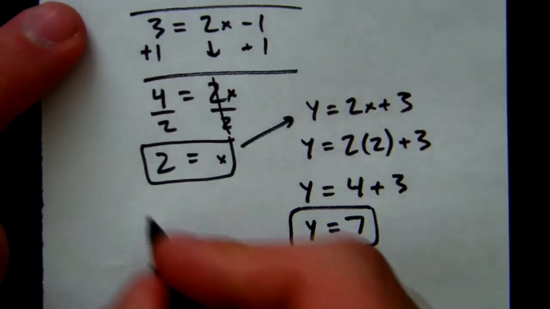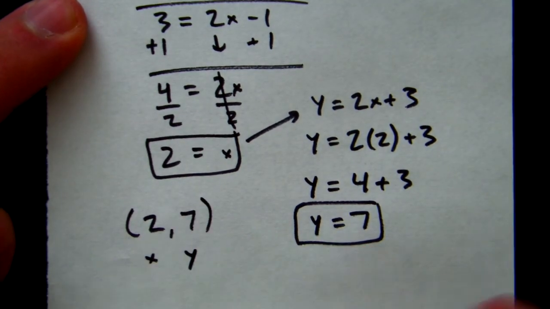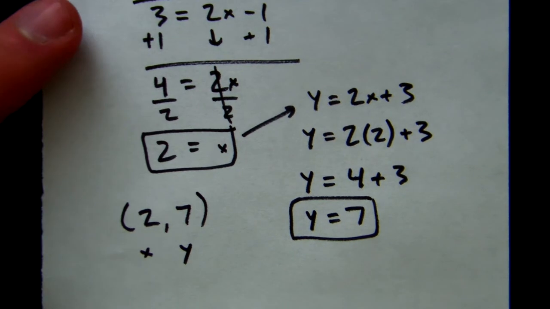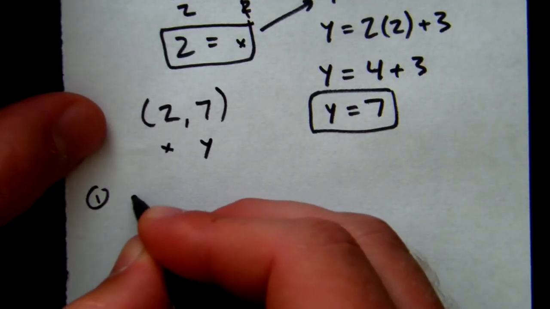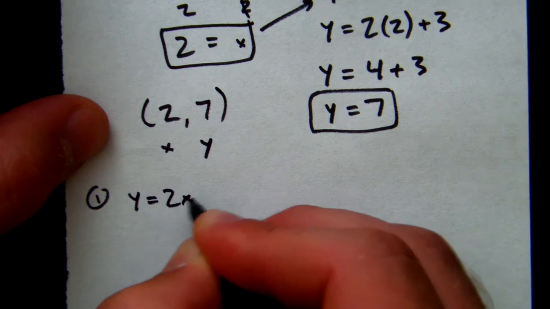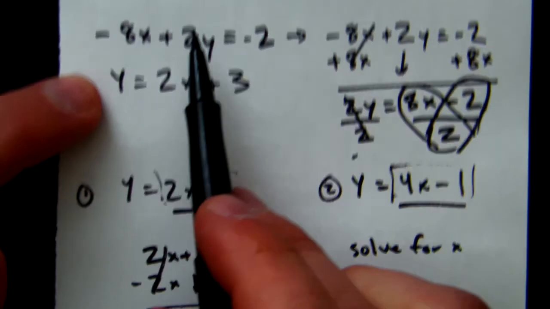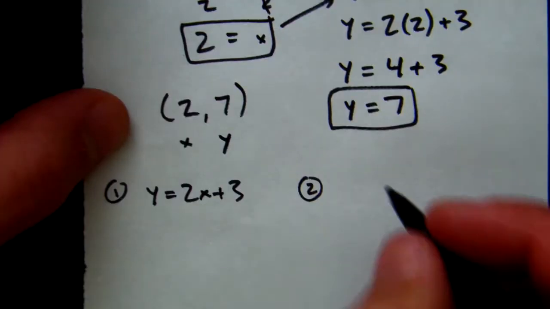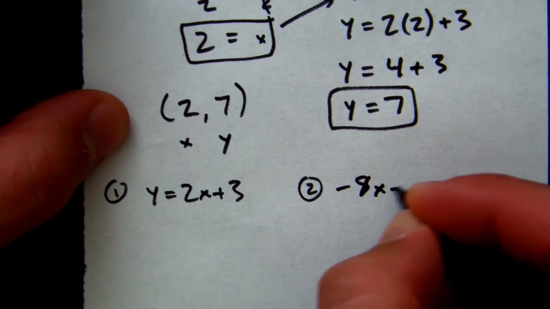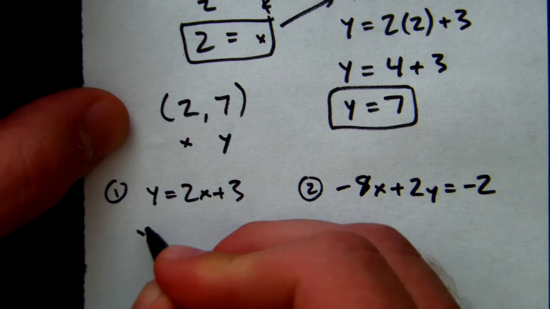Now, I can write my answers in ordered pair. 2, comma, 7. Remember, x always comes first, y always comes second. But just to make sure, let's go ahead and plug into our original equations. So y equals 2x plus 3. And the original equation, I don't want to do the one I rewrote, just in case I didn't solve for y correctly. So I'm going to do this one. Negative 8x plus 2y equals negative 2. So I'm going to plug in my x and my y.